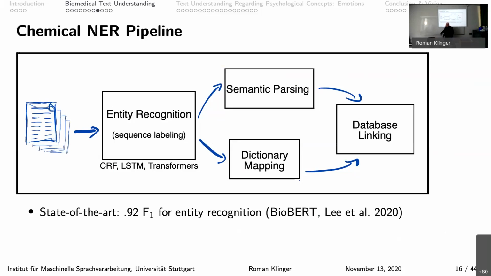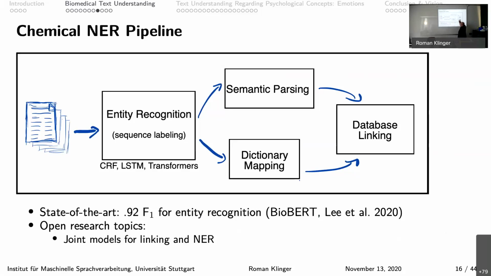When you do entity recognition, so this step here, then with a variation of a transformer BERT, BioBERT, which is fine-tuned to medical documents, then you actually get 92% F-score, which is a great result for chemical name recognition. But there are still open research topics. So people work on joint modeling for linking and named entity recognition together. That's something which in recent years did not receive too much attention. And another interesting topic is also multitask learning between relations and entities.